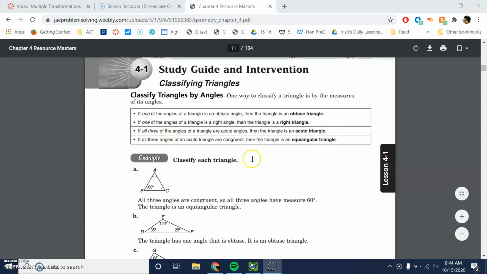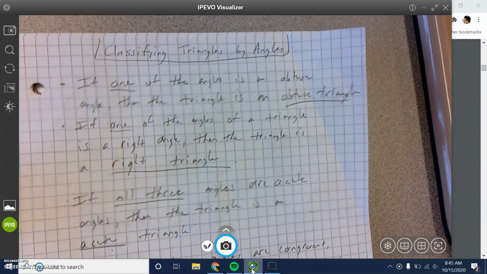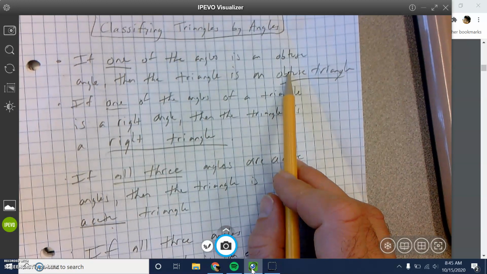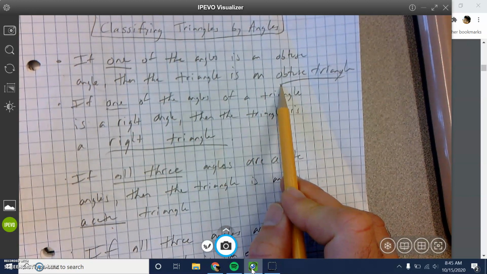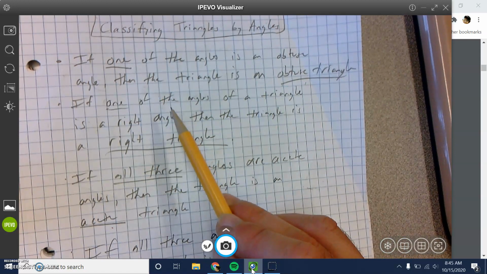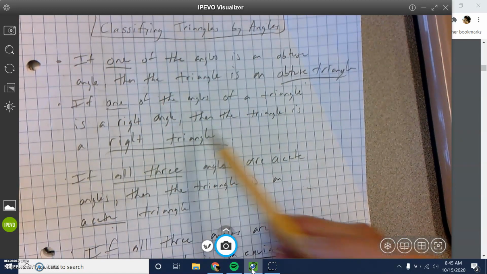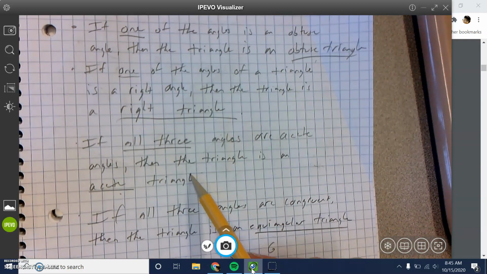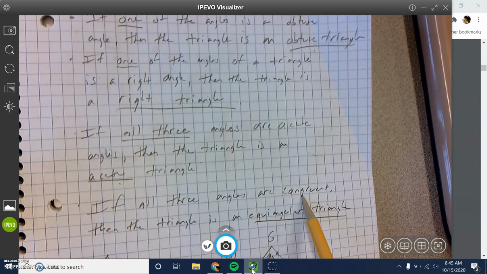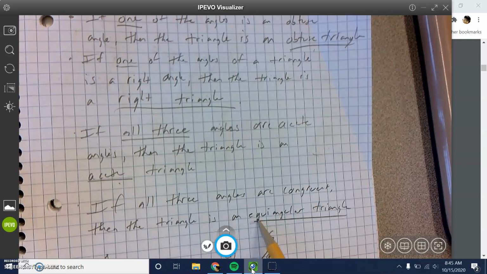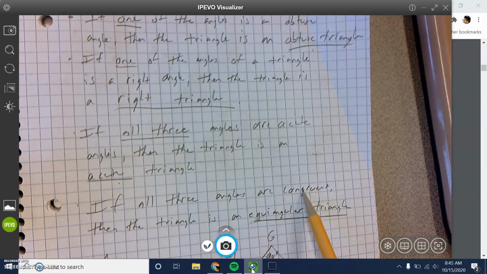So copy down. Here's my notes. Classifying triangles by angles is the top. If one of the angles is obtuse in the triangle, then the whole triangle we just call obtuse. So I'm looking for one obtuse angle, then it's an obtuse triangle. If one of the angles is a right angle, then the triangle is called a right triangle. If all three angles are acute, then we call it an acute triangle. If all three angles are congruent, then the triangle is called equiangular. Get it? Like equal angles, yeah, congruent.